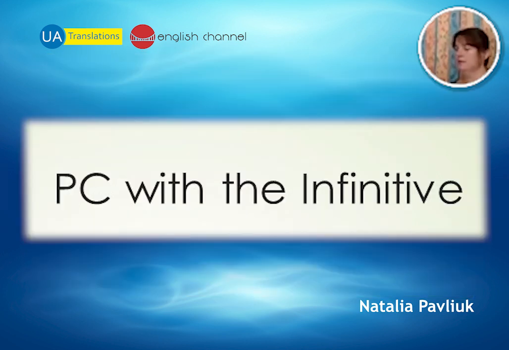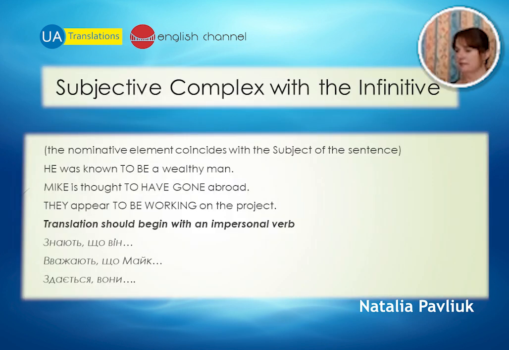So, the complexes with the infinitive. The first one is the subjective complex with the infinitive, or subject complex, or nominative complex. It depends on the terminology. Why is it called so? Because the nominative part of the complex coincides with the subject of the sentence. So it's a bit different because we have to look for it in the sentence. It doesn't usually go together, like in the examples.